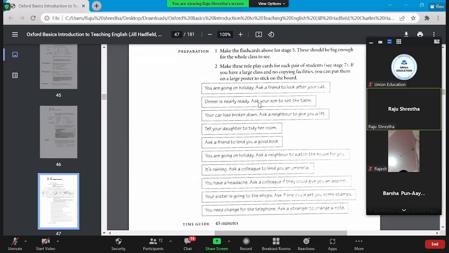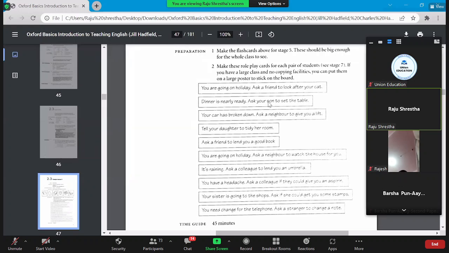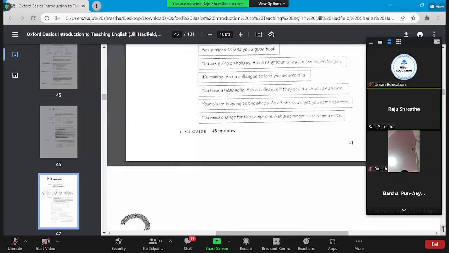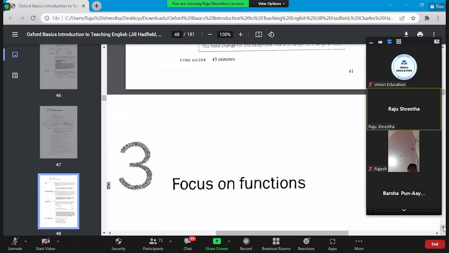Then dinner is nearly ready. Ask your son to set the table. Now you make a request on this situation also. Your car has broken down. Ask a neighbor to give you a lift. How you request to your neighbor to give a lift. So these are different roles, then you provide these roles to the students, and the students request their friends according to their roles. Okay.